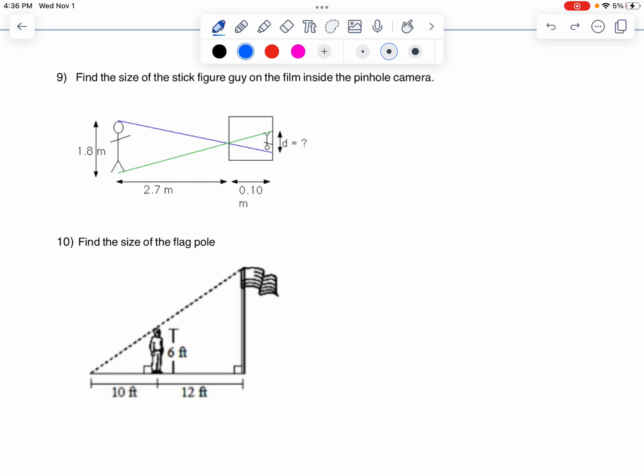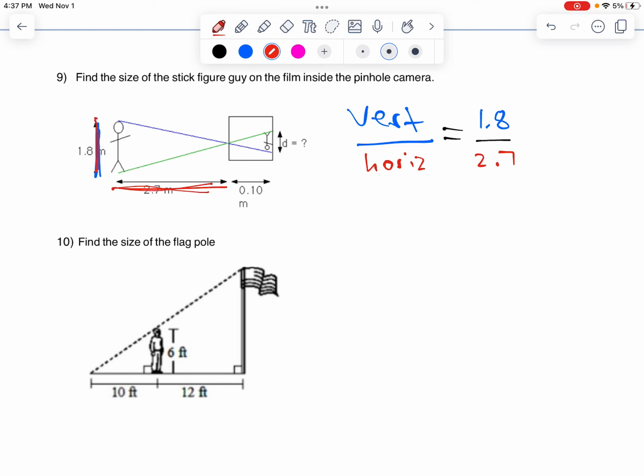So let's color the vertical distances blue, and the horizontal ones we'll color red. All right, so in this example, in the pinhole camera here, this is a vertical distance, so I'm going to put it in blue. On the bottom here, we've got a horizontal distance in red, 2.7. So the height divided by the width for the man and the real distance to the camera is equal to this vertical distance, which is going to be d. We don't know the actual number, we'll just call it d, divided by this distance, which is 0.1.